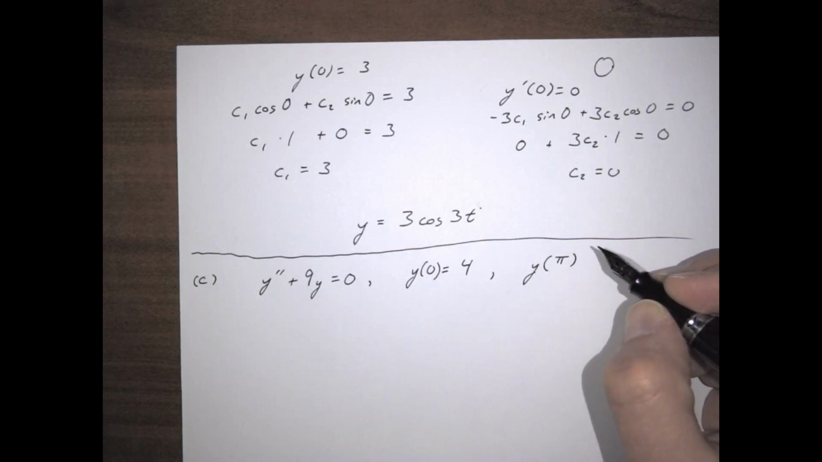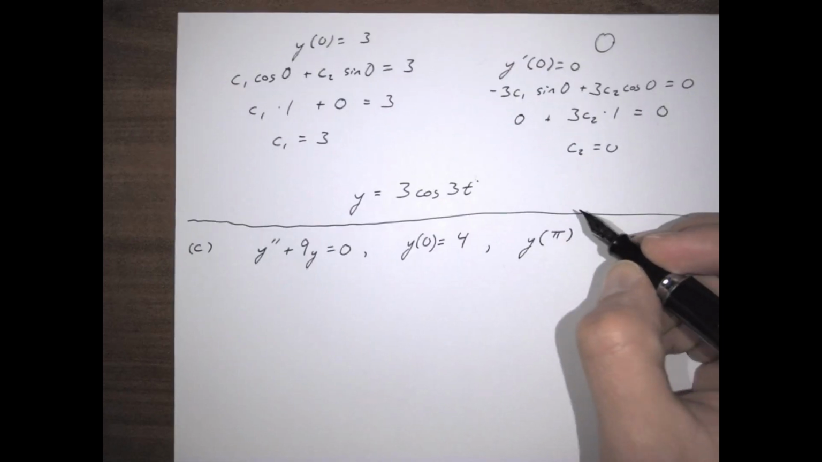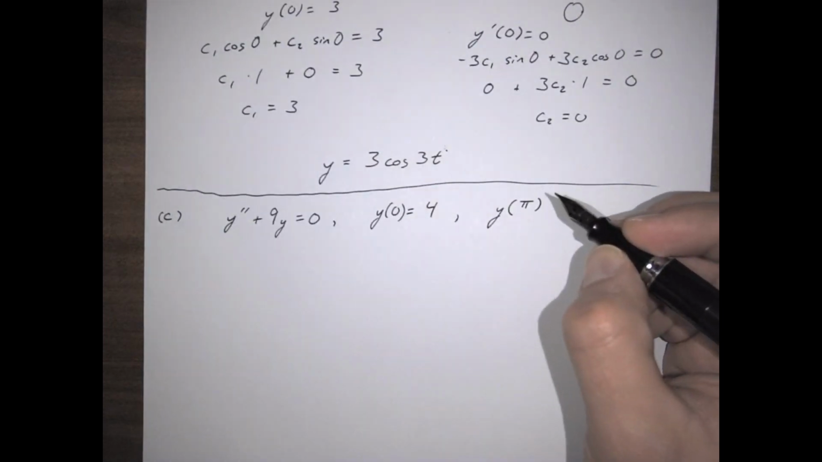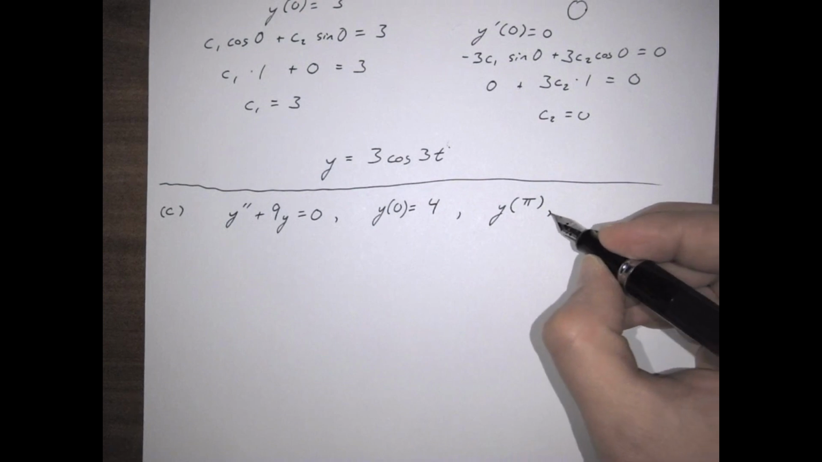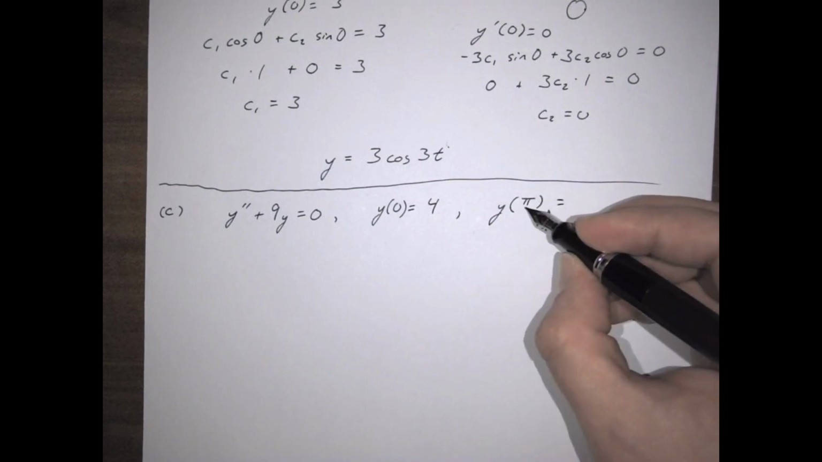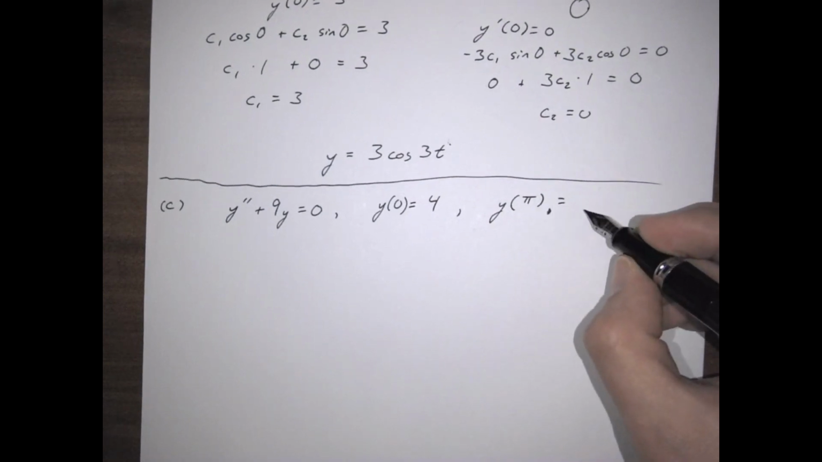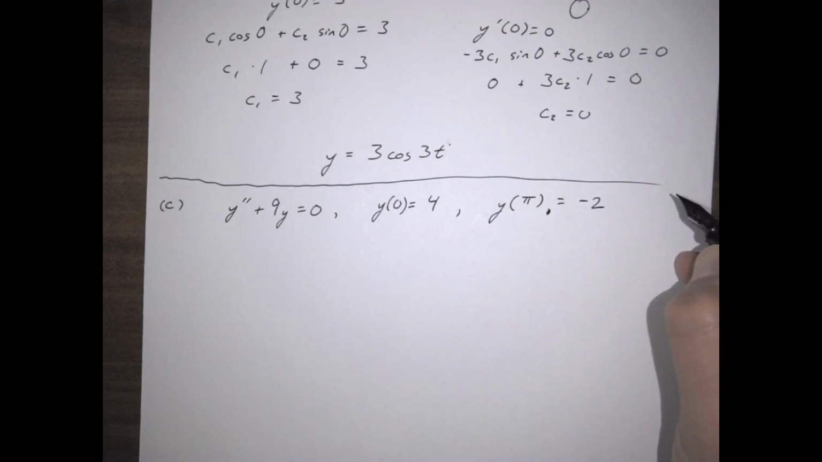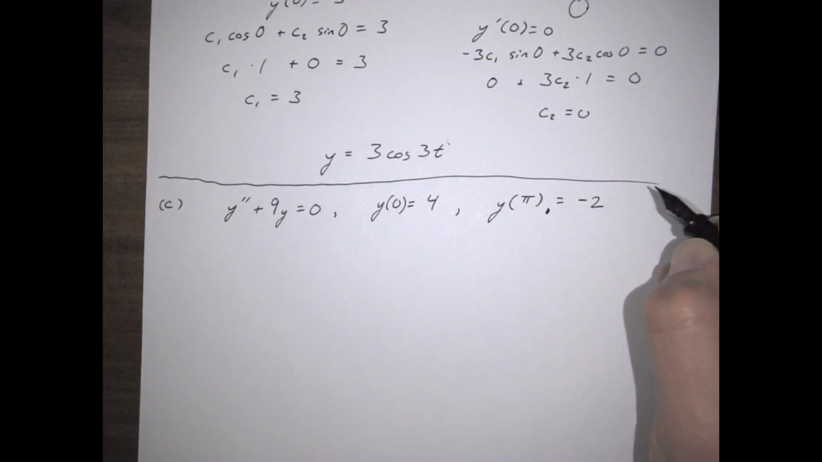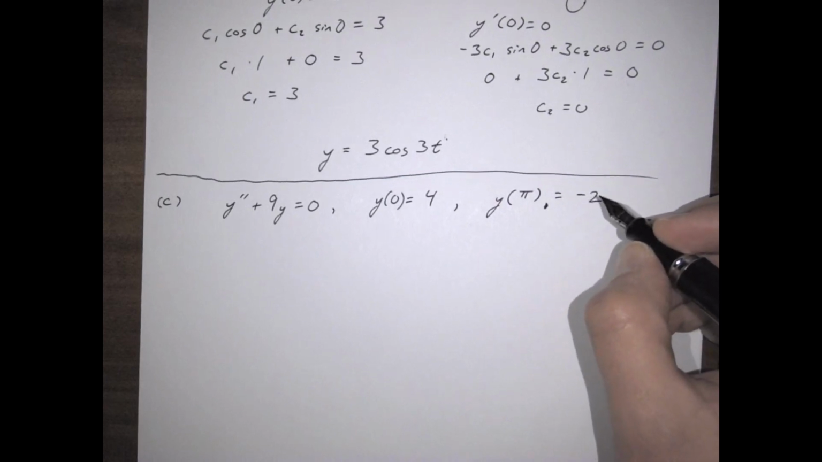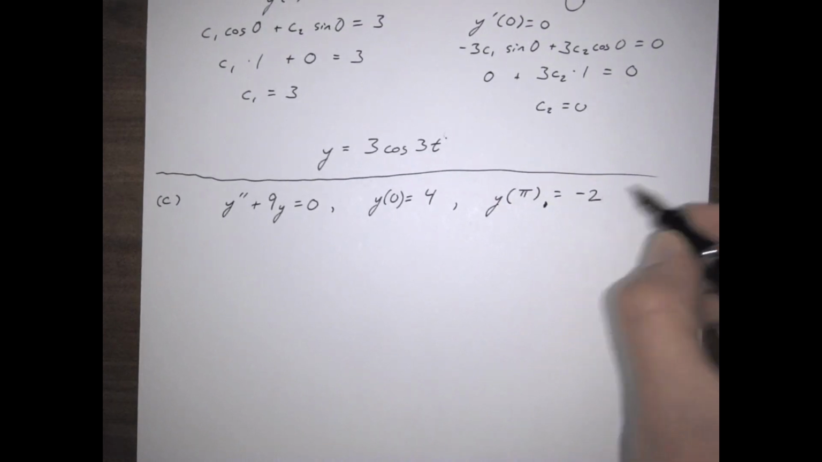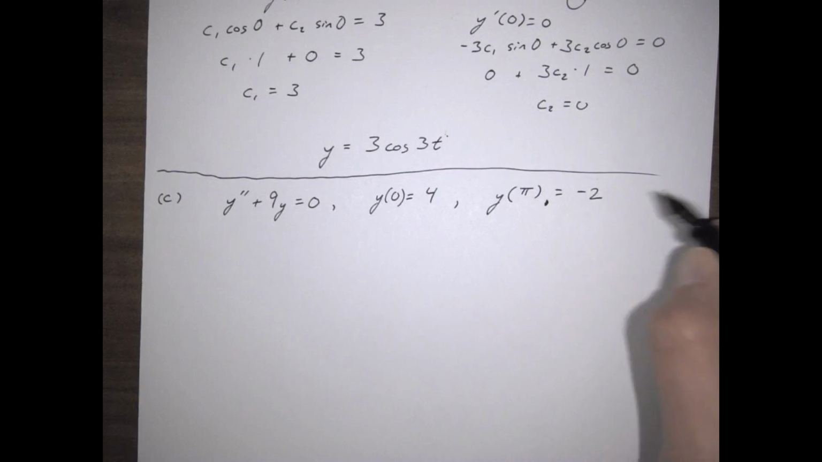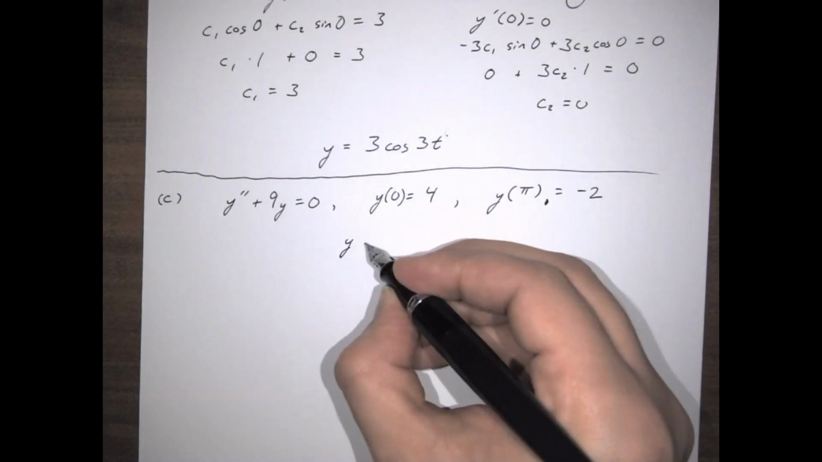So again, we are not doing an initial value problem now. We're doing a boundary value problem where we're given the y values for a couple of different x values. And let's say that y of pi is equal to -2. So I just wanted to make it a little bit spicier here, give it a little bit more grit and gristle.